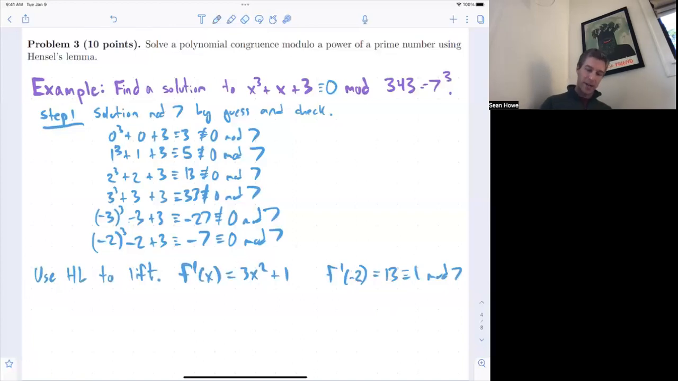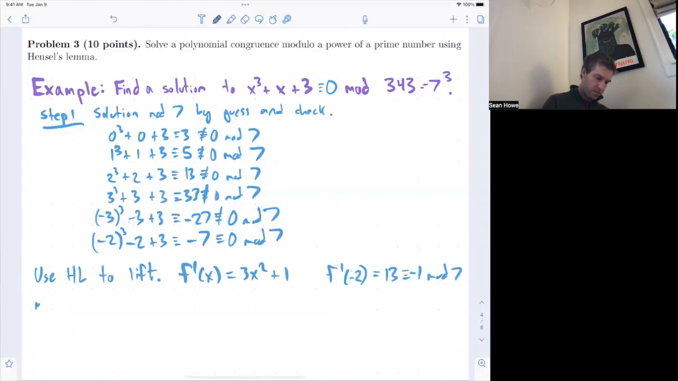Okay, so this is supposed to be congruent to -1 mod 7. The point is, the derivative is not 0 mod 7 at my root mod 7. In other words, it's a simple root mod 7. So I can apply Hensel's lemma to lift it to a root mod 7 squared.